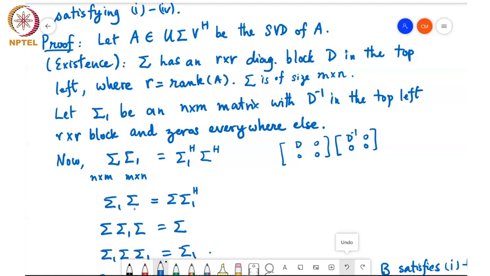Sigma 1 sigma is equal to sigma Hermitian, sigma 1 Hermitian. So this also satisfies that this matrix is a Hermitian symmetric matrix. Sigma times sigma 1 times sigma equals sigma. So I'll just write this like this.